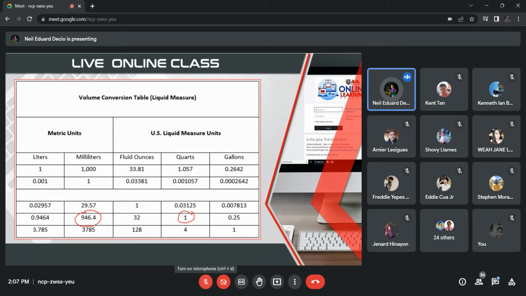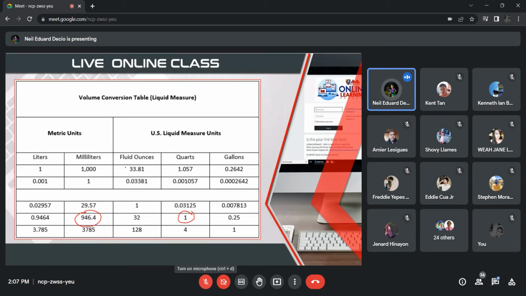Okay? Now, if you don't know that, pwede naman tayong dumaan muna sa fluid ounces. But then, we would also want to know muna how many fluid ounces is a quart, and so on. But we can actually go straight to milliliters from quart. Basta ito yung susulat natin, no? 1 quart is equal to 946.4 milliliters, or that is 946.4 over 1.